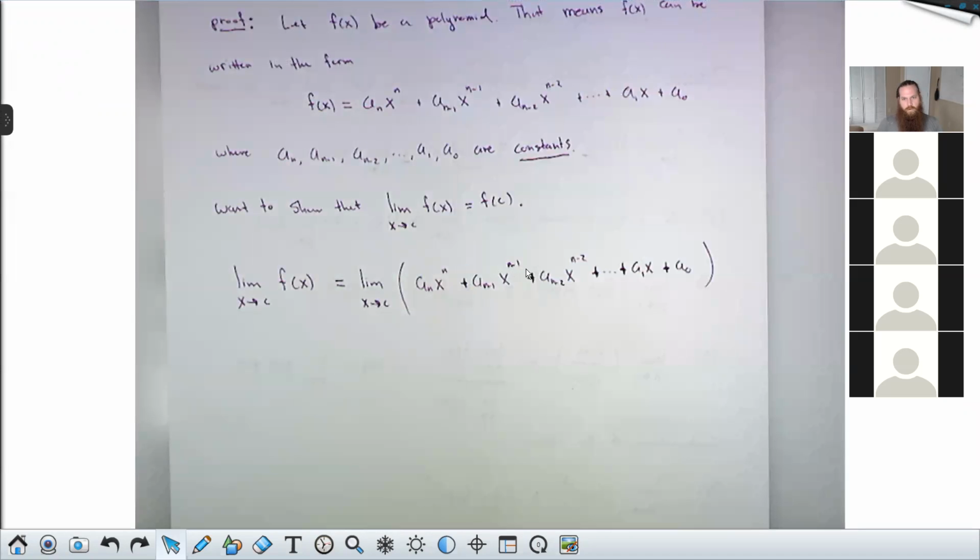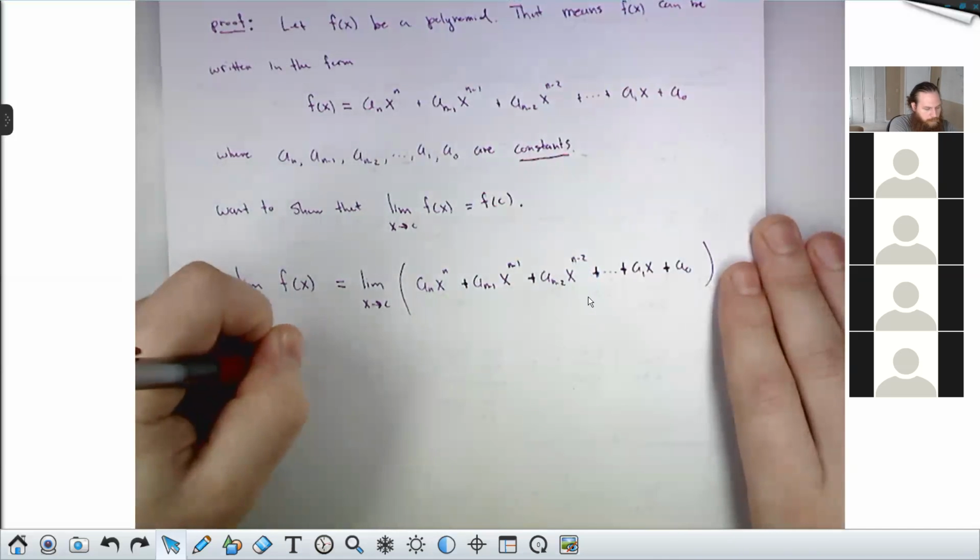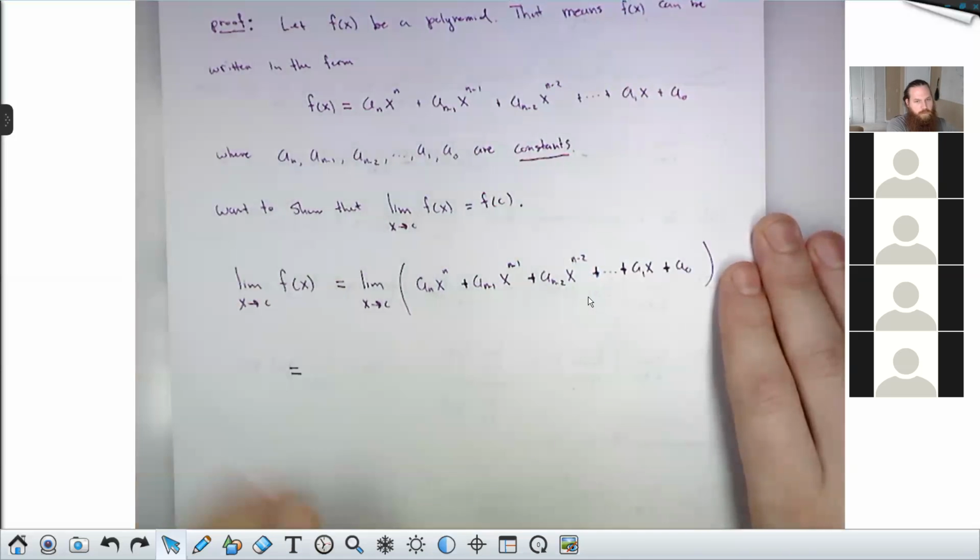I want to draw your attention to these plus signs, right? I can think of this as its own little function. An x to the n, that's its own little function. It's a power function. I can think of this as its own little function. I can think of this as its own little function. So I can split this up. I'm going to move to the left a little bit to give myself more space to write.